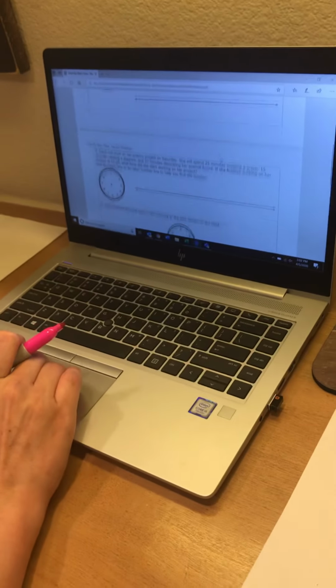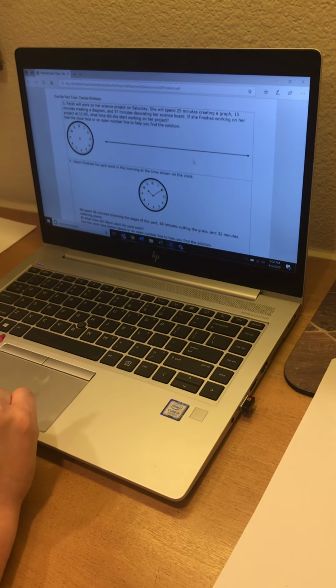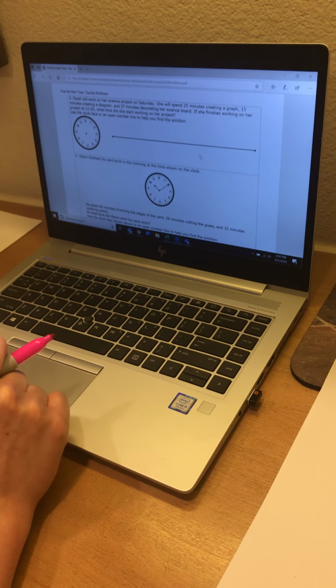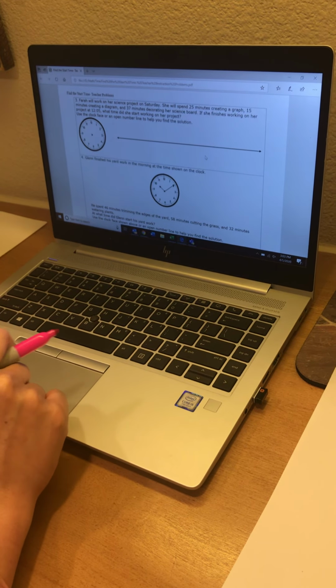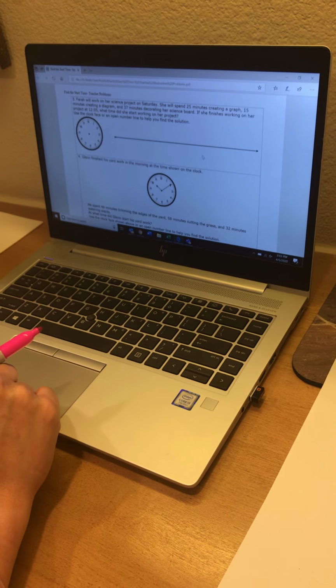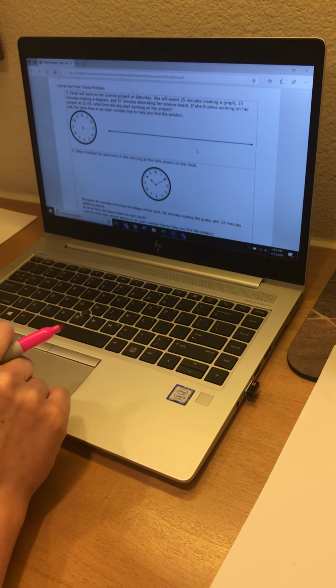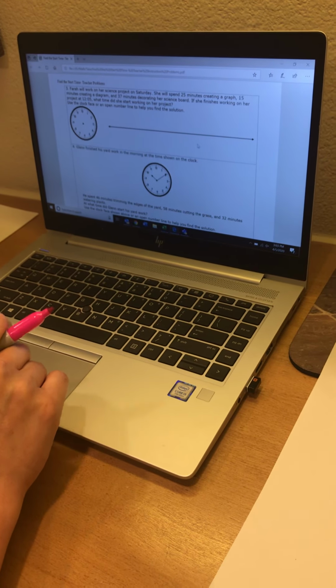And we're going to do one last question, question number 3, and then I've left 2 problems for you to try on your own. Number 3 says, Farah will work on her science project on Saturday. She will spend 25 minutes creating a graph, 15 minutes creating a diagram, and 37 minutes decorating her science board. If she finishes working on her project at 12:05, what time did she start working on her project?